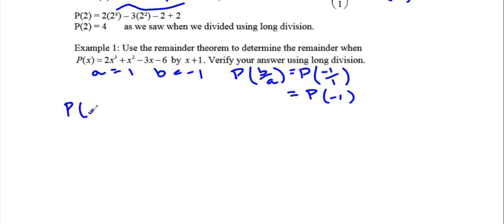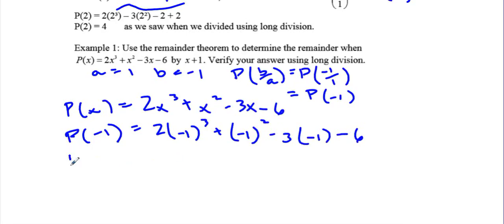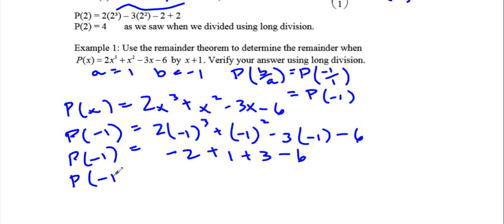Well, we have p of x is 2x cubed plus x squared minus 3x minus 6. And when we substitute in, when we find p of negative 1, we get 2 times negative 1 cubed plus negative 1 squared minus 3 times negative 1 minus 6. Figure that all out. So that's negative 2 plus 1 plus 3 minus 6. Negative 2 plus 1 is negative 1. Negative 1 plus 3 is 2, and 2 minus 6 is negative 4. All right, so we get negative 4.